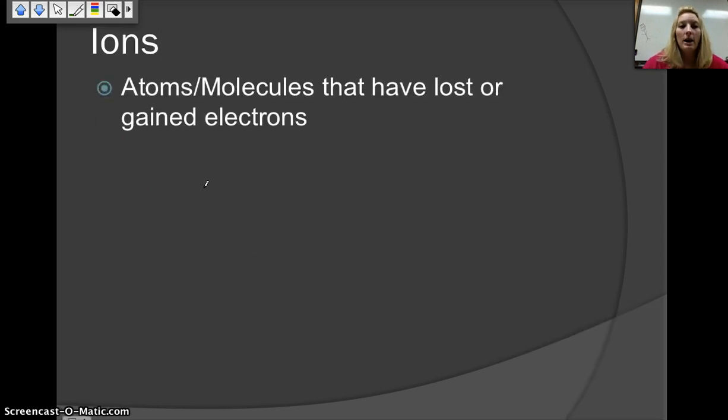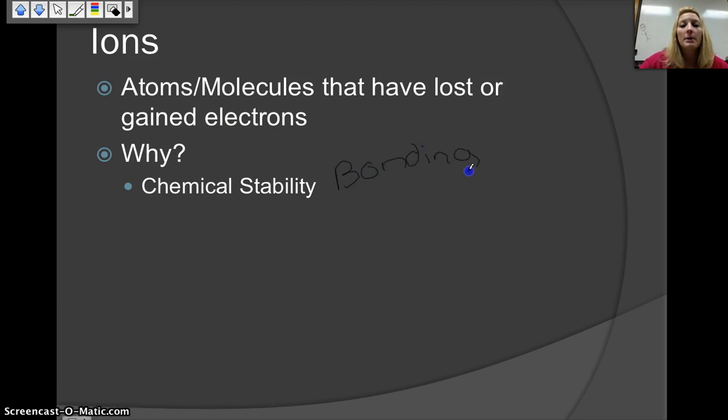So when we're talking about ions, remember that atoms and molecules have gained or lost electrons. That's what an ion is. And why do they do this, you might ask yourself? We talk a lot about ions, but why would they ever want to do that? Well, one of the answers is for chemical stability. Remember that electrons are the ones involved in bonding, and bonding helps chemicals be stable. So, by gaining or losing electrons, they can bond and become stable.